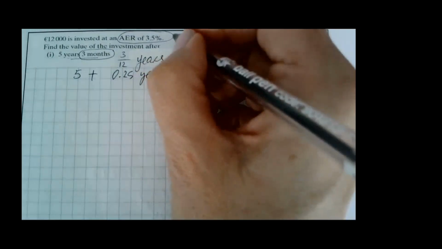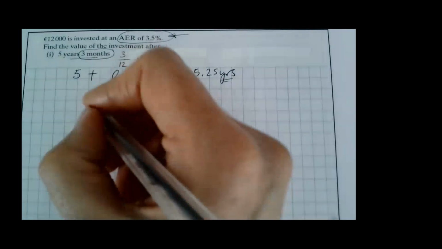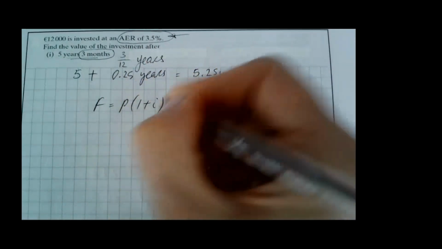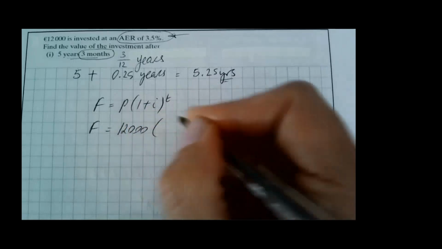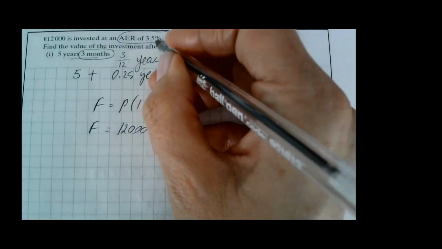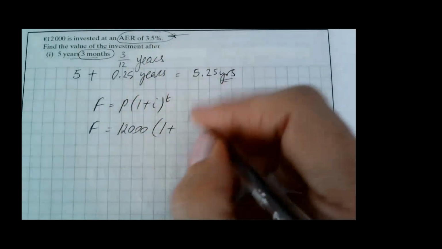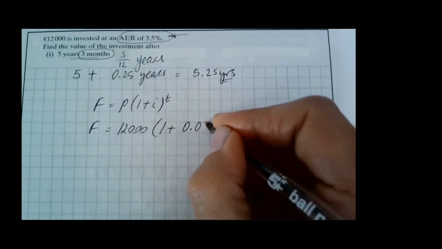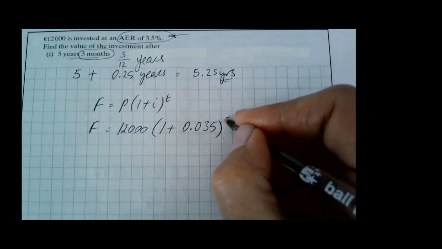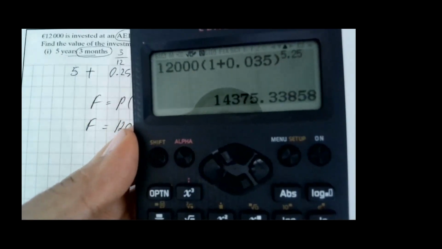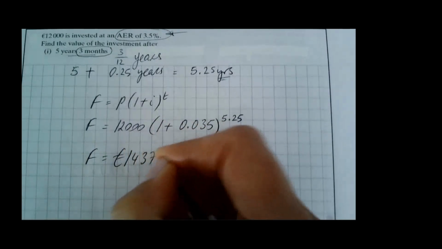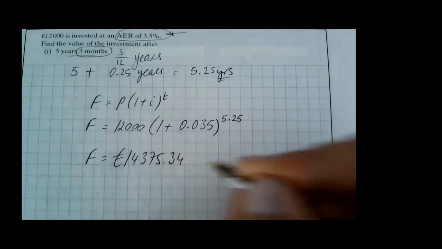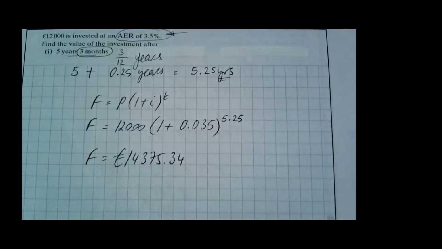Now I've got it in terms of years and I've got a yearly rate. So I'm going to jump straight into my formula. I want the future value. 12,000 is the principal value that's invested. The rate, the decimal form of that rate, divide 3.5 by 100 is 0.035, and the time is 5.25. And there we go. That's it all typed into the calculator, and there's my answer. $14,375.34.